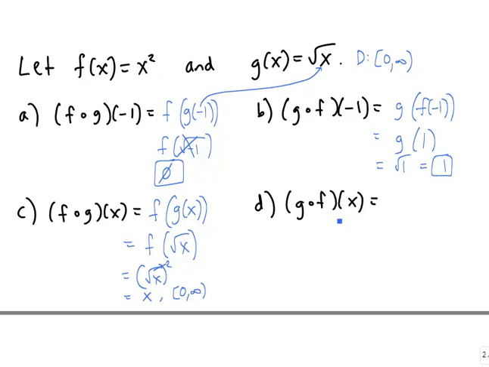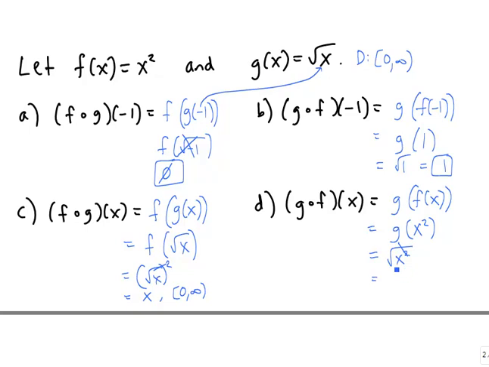Okay, let's try the other direction. If I do g composed with f of x, then we're going to do f's rule first and then plug that into g. f's rule is x squared, and when I take x squared and stick it underneath that square root for g, which takes the square root of its input, we get the square root of x squared.